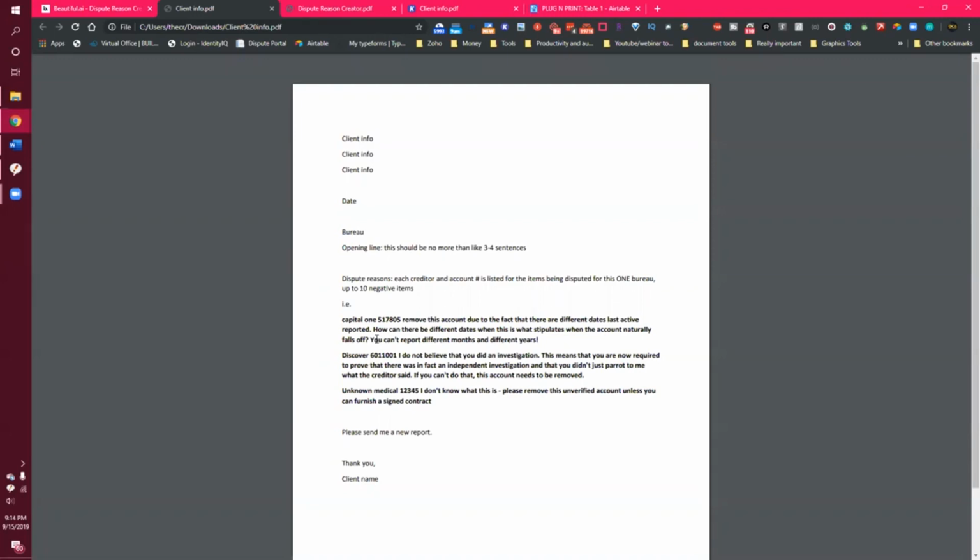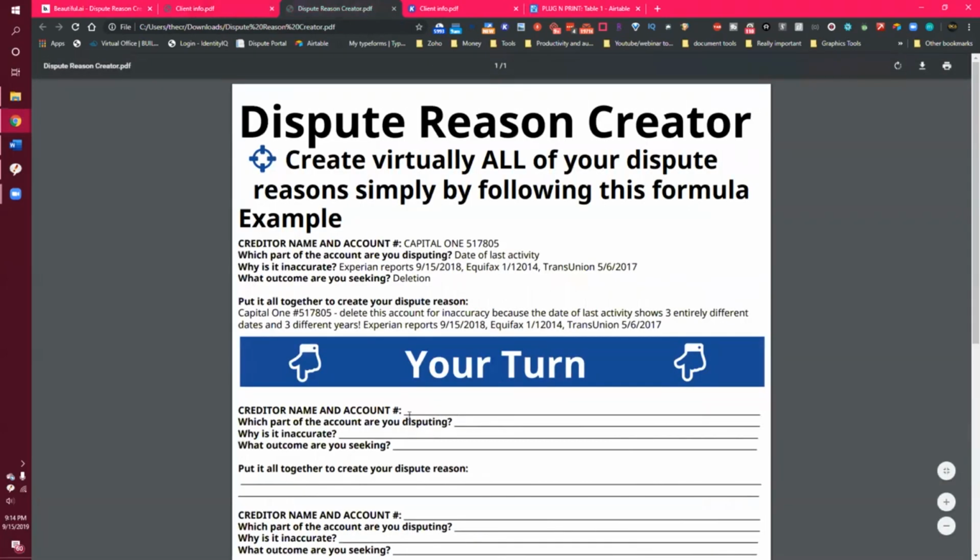Unknown medical account 12345. I don't know what this is. Please remove this unverified account unless you can furnish a signed contract. So that is using the 609 in a dispute reason. So this is very, very simple information. And here is the PDF that we just went over.